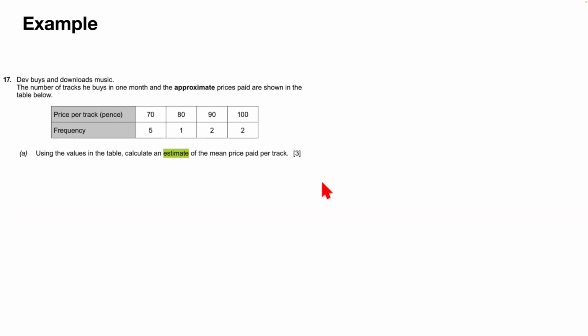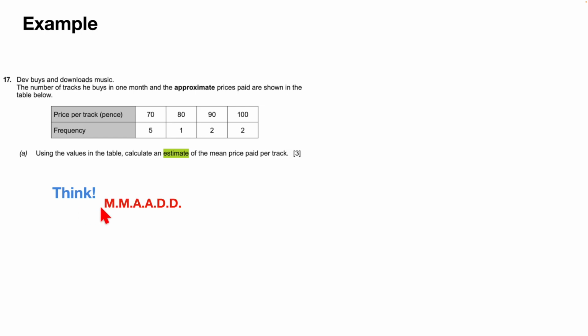Let's have a look at another question. Don't like this question. I much prefer my data to be in a sort of column format. But it's the same thing. Here's a price per track. Here's a frequency. We've got 5 of them at 70, 1 at 80. This is clearly a frequency table. It's got the word frequency, a bit of a clue.